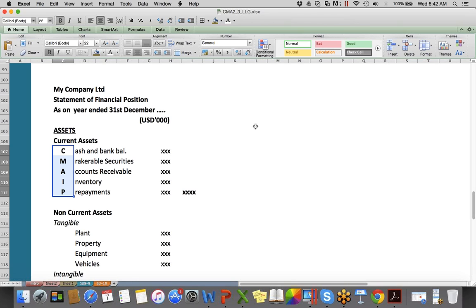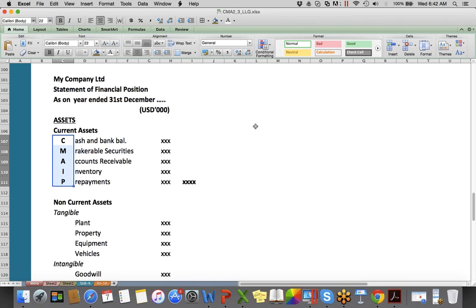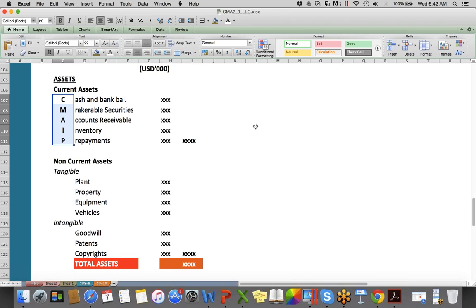In the order of liquidity, I mention the current assets as CMAIP, that is, cash and bank balances, marketable securities which can be converted into cash, like fixed deposits, we call them certificates of deposit. Accounts receivable means our credit customers. Inventory, which includes raw material, work in progress, and finished goods in the case of a manufacturing company, and finished goods in the case of trading companies. Prepaid expenses, or prepayments, are the amounts which are paid in advance for the future period.